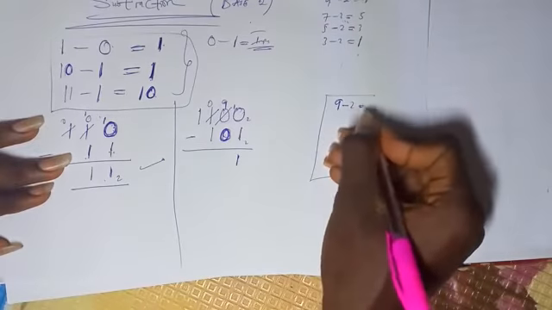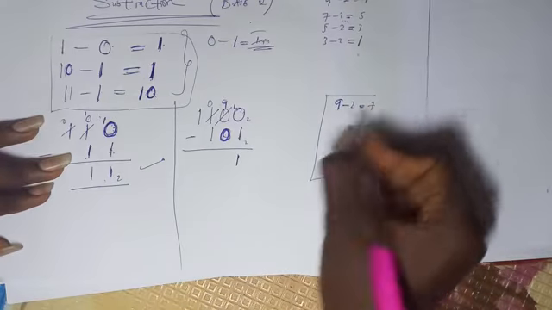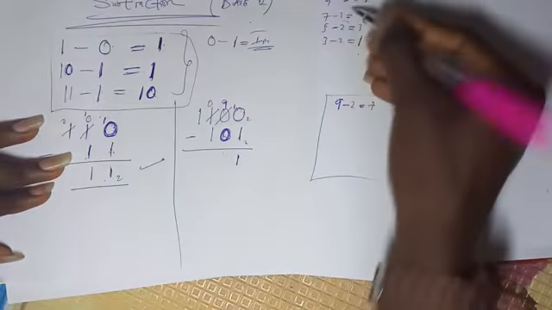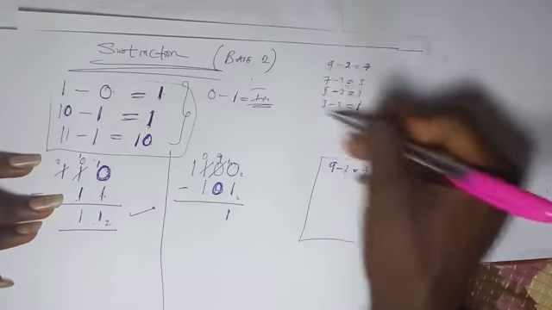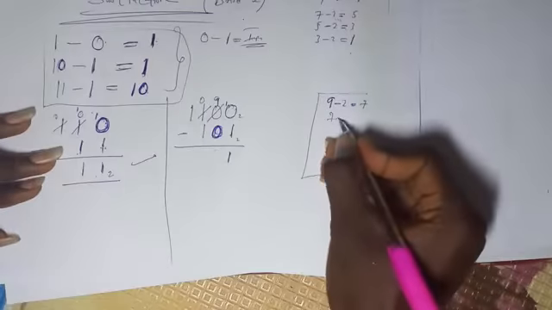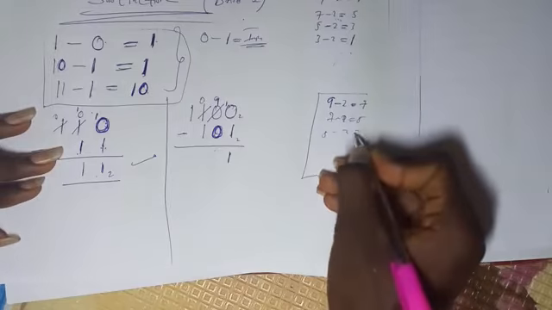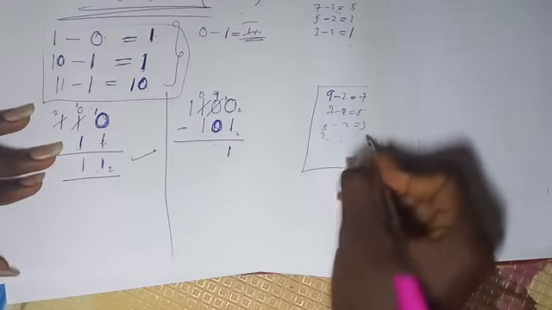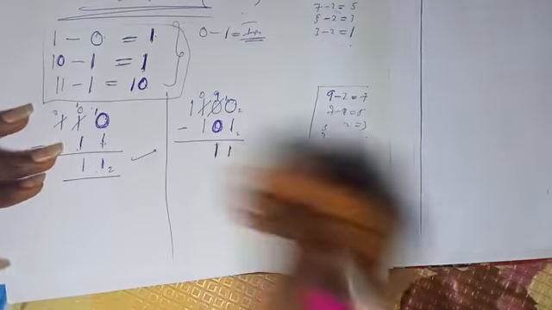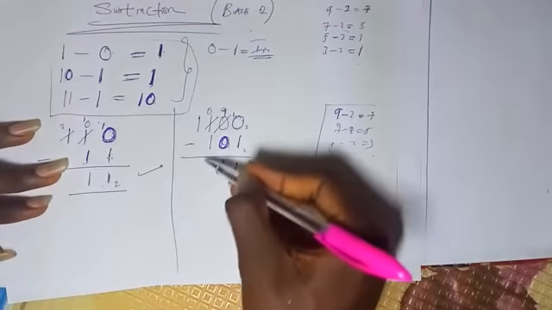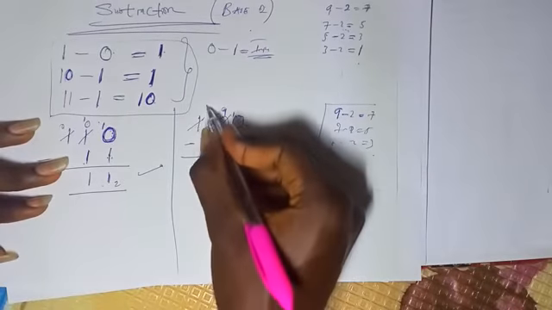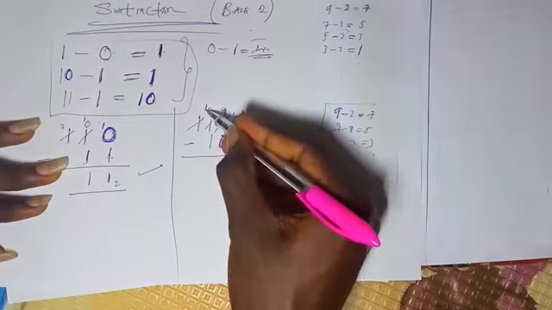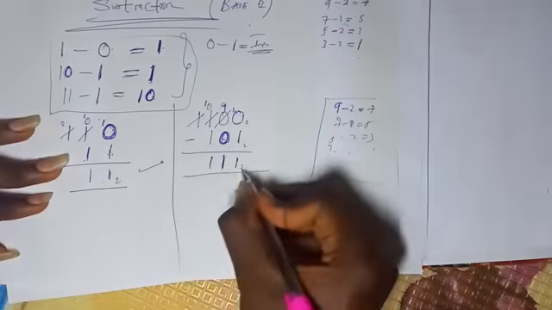9 minus 2, that will give you 7. Can I write 7? No. So you continue, the same thing as what I have here. 7 minus 2 is 5, 5 minus 2 is 3, 3 minus 2 is 1. So I end up having 1, and 1 will be your correct answer here. Go ahead again. What's 0 minus this one? Impossible. Borrow from here. This one becomes 10. Now 10 minus 1 is 1. So this gives the correct answer.